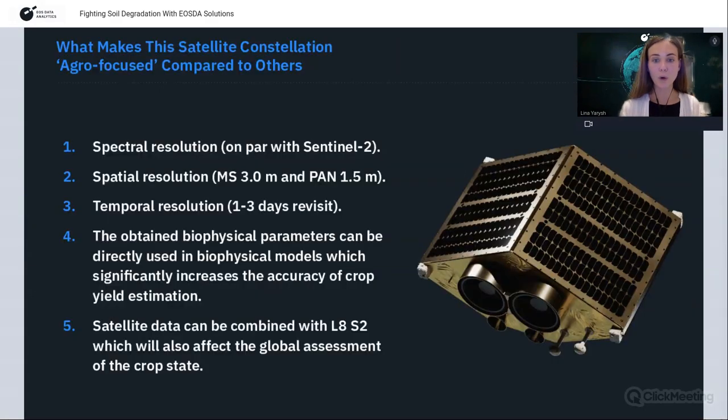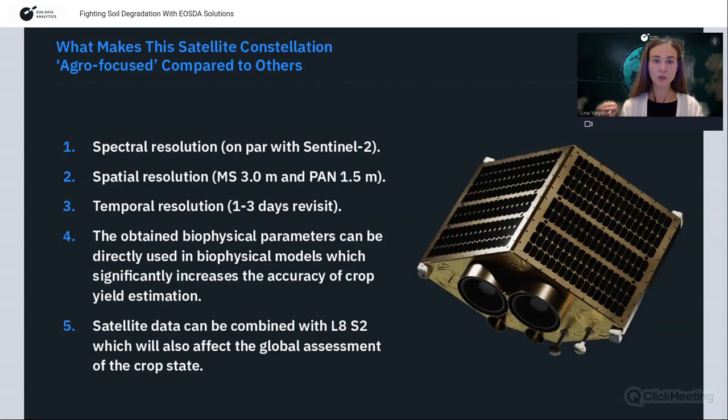A couple of words on what else is included in the satellite. It is going to have around 30 bands, including near infrared and red edge channels. This will allow us to obtain biophysical parameters like LAI and FAPAR, which you can use in biophysical modeling. This will improve the accuracy of yield prediction for different crops in different areas, and of course the frequency of the data.